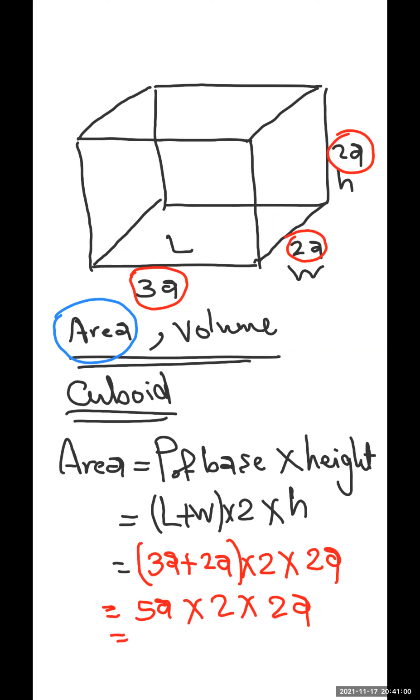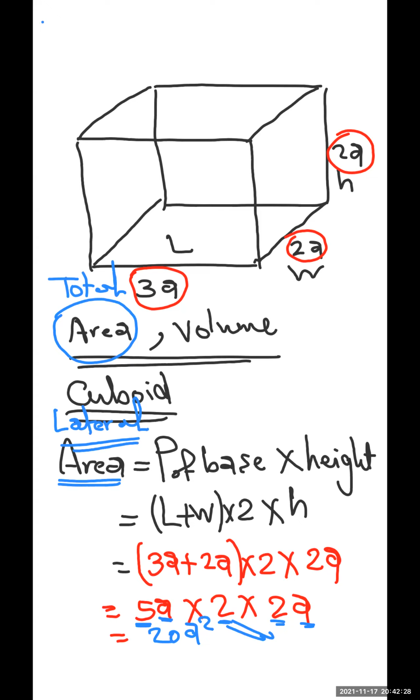Now get the result. Multiply the coefficients. 5 times 2 is 10, times 2 is 20, a times a is a squared. That's it. Clear, guys? Okay, now that area, actually, it's not the total area. That one is the lateral area. So that was the lateral area.